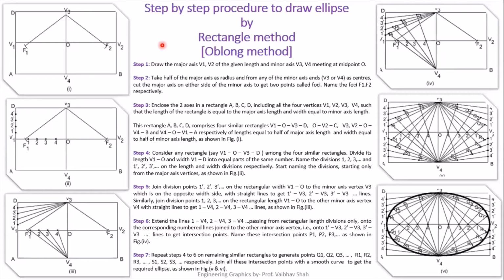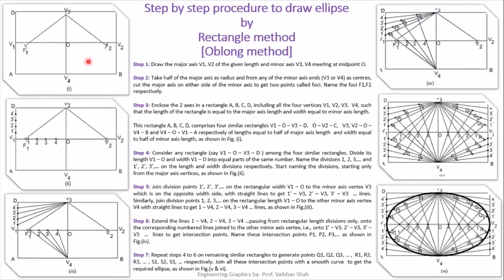So let us start. For this example, we have two things given, the major axis and the minor axis. Let us start step by step. First, we'll plot a major axis horizontally like this. After that, we'll identify the center point or midpoint of this major axis, and from that midpoint, we'll draw one vertical minor axis. After that, we'll specify V1, V2 as the major axis points, and we'll specify V3, V4 as the minor axis points.